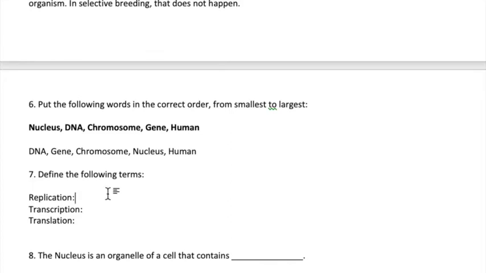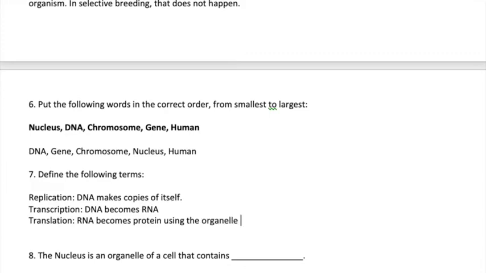Define the following terms. Replication. This is when DNA makes copies of itself. Transcription. DNA becomes RNA. Translation. RNA becomes protein using the organelle ribosome. A ribosome is what? It is an organelle that makes proteins.